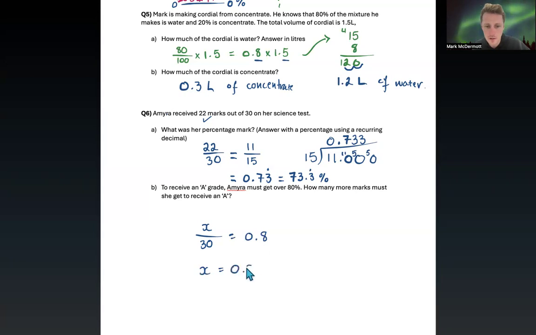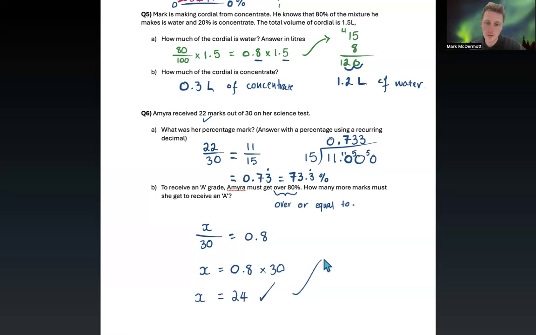So I'm going to take 0.8, multiply by 30. Okay, what's 80% of 30? Well, 10% of 30 is 3. So I encourage you to work this out, but this is 24. So if she did get 24 marks, she would have got 80%. Now, I've got to be careful here. I said over 80%. I should have said over or equal to, because that's sort of what I was getting at, if we consider 80% an A. Anyway, so she needs 2 more marks because she got 22 and she needed 24. 2 more marks.